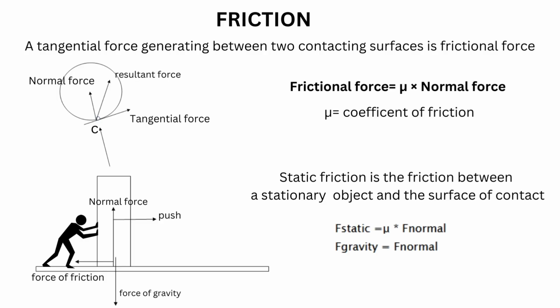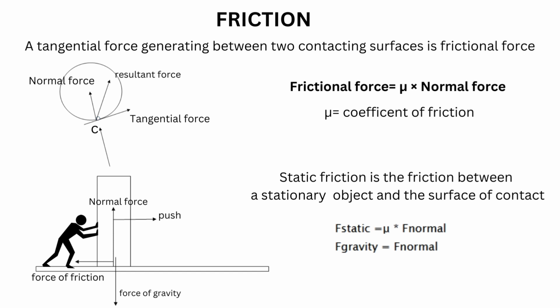Friction. What is friction? Friction or frictional force is defined as a force that resists an object's motion on a surface. The object can either be stationary or in motion relative to the surface. So we can say a tangential force generating between two contacting surfaces is frictional force. I have marked the tangential force in the picture, and there is a normal force and there is a resultant force. So in the second diagram you can see the normal force, force of gravity and the force of friction.